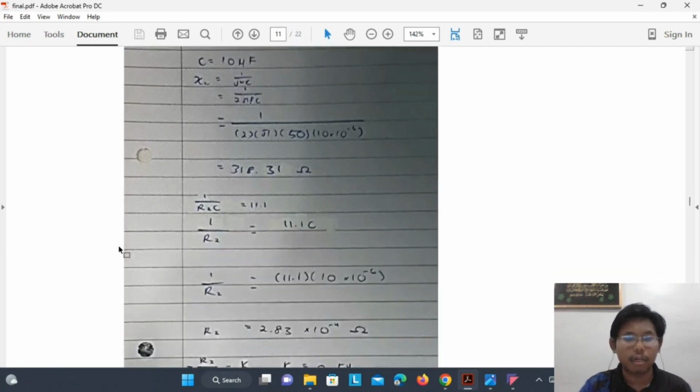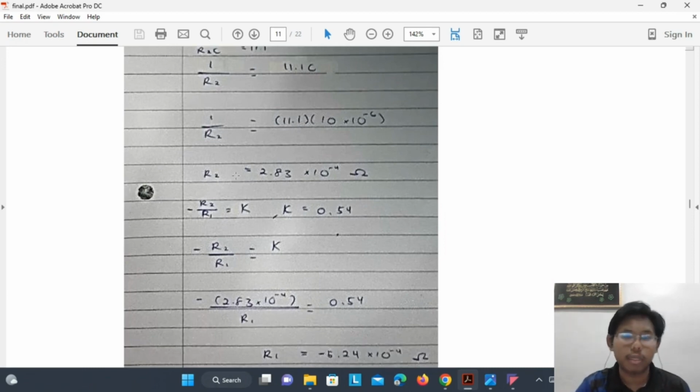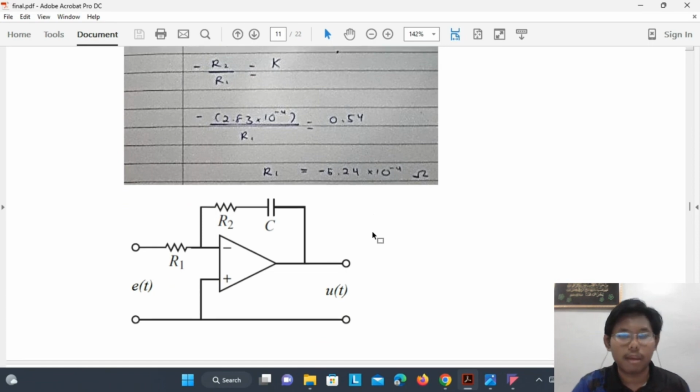Next, from our calculation, we get that our R2 needs to be 2.83 times 10 to the power of negative 4 ohm, and R1 is negative 5.24 times 10 to the power of negative 4 ohm. And this is the schematic diagram for operational amplifier of PI controller. And we need to implement our values into the respective part.